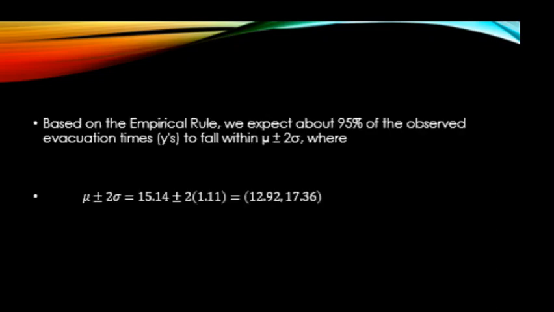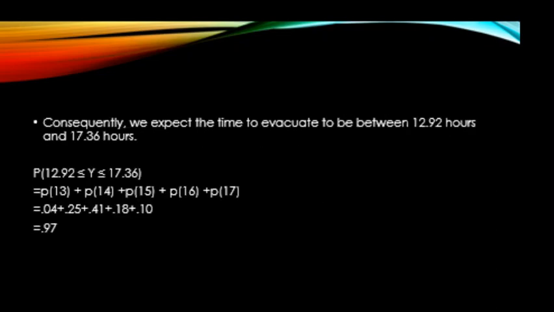Okay. Now, for the expected time, let's use the empirical rule. So let's say the evacuation time would be within 2 standard deviations. That includes 95% of the distribution. Okay. So using that 2 sigma range, mu plus and minus 2 sigma will be 15.14 plus and minus 2 times the standard deviation of 1.11. So the range is 12.92 through 17.36. So the evacuation time will be between 12.92 hours and 17.36 hours.